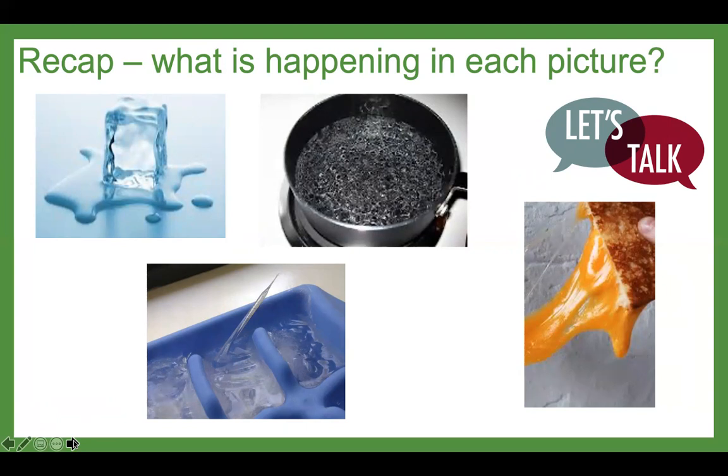Okay, so with the ice cube at the top left-hand corner, you have the ice cube and it's melting. So the ice cube is changing states from a solid to a liquid. You have the pot of water that is boiling. So the water is changing states from a liquid to a gas. The bottom left, you have a tray of ice and the water has changed state from a liquid, which was the water, into ice. Okay, so from a liquid to a solid. And finally, you have the toasted cheese sandwich. Looks delicious. So the cheese has changed its state from a solid to a liquid. Some lovely, delicious oozing cheese.